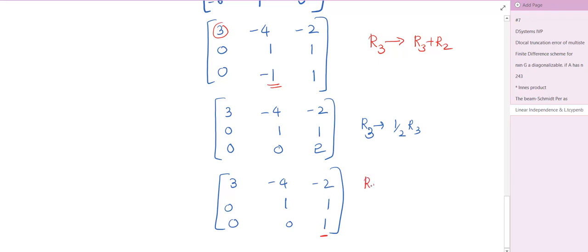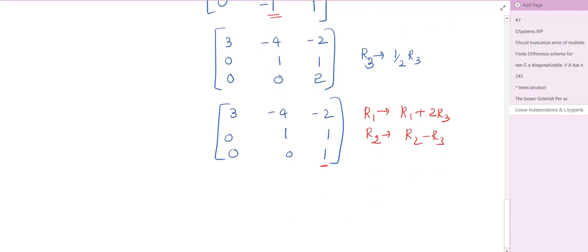That is, R1 changes to R1 plus 2 times R3, and R2 changes to R2 minus R3. So simply it is 1. Therefore we can use this method. So this will be equal to 3. You can see minus 4, 0, it is minus 4 only. Minus 2 plus 2 will be 0. So 0, 1, this is 0. So this is 0, 0, 1.